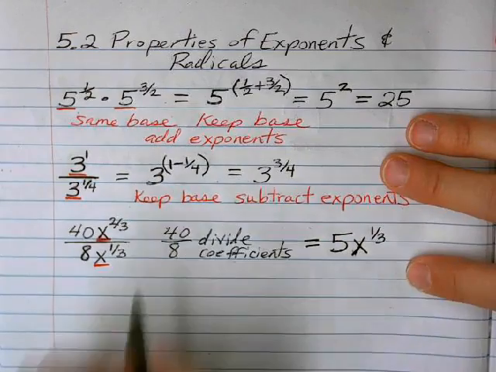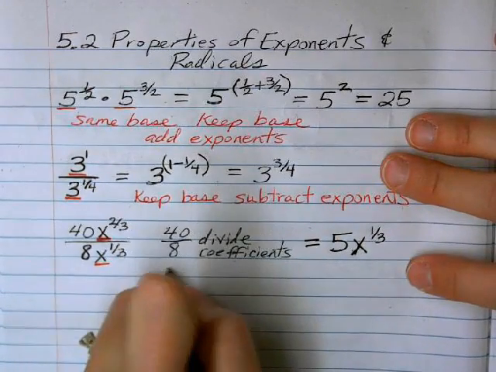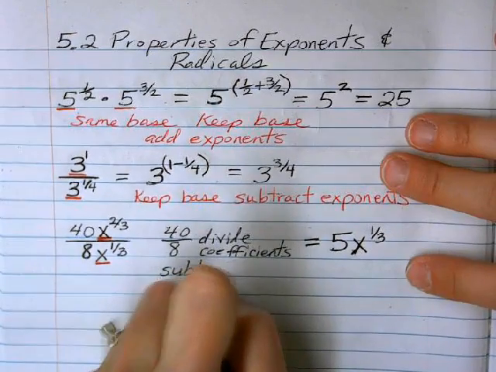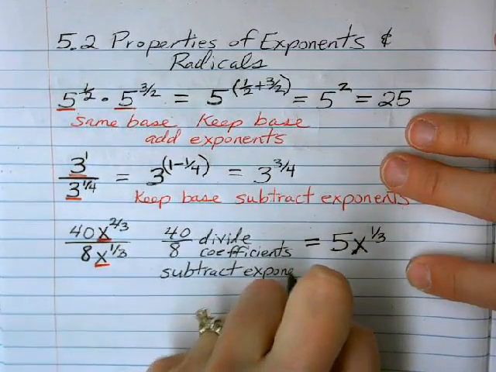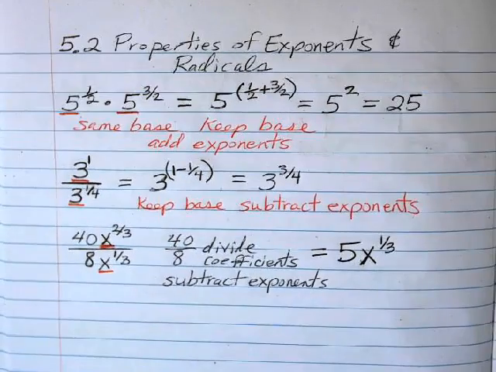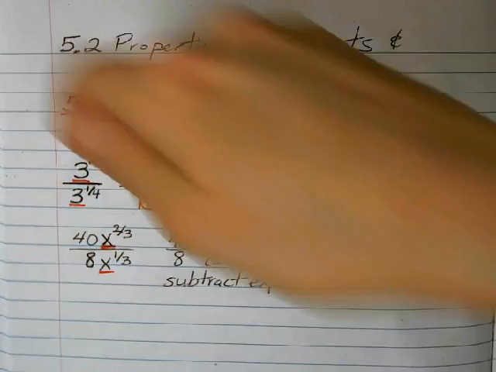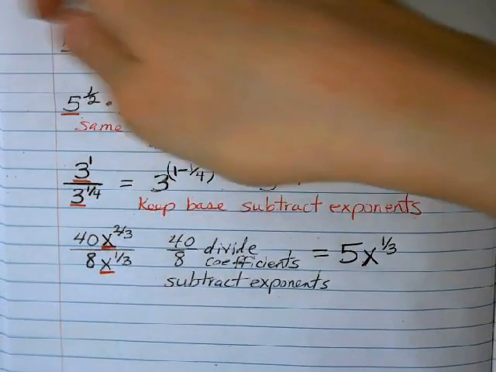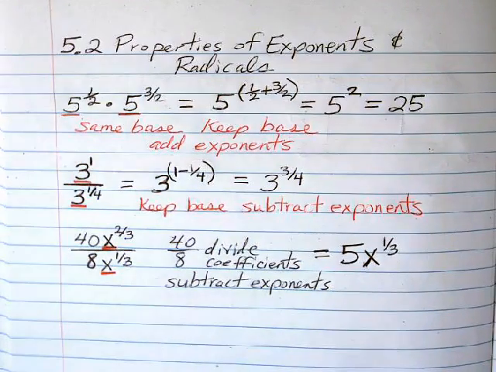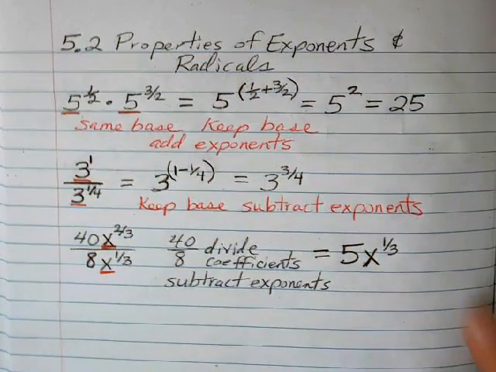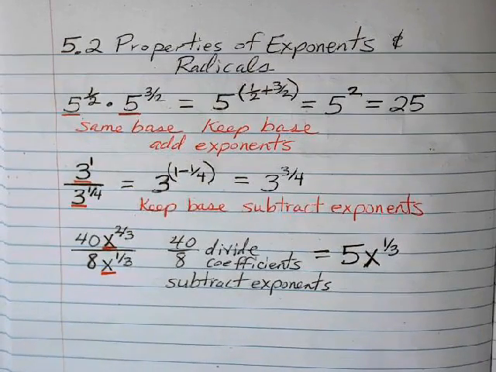Yep, so you divide your coefficients, then you subtract the exponents. So when you do a problem, you guys, you're going to have to look at them and think, oh, what do I do this time? Do I add my exponents, or is it a fraction? Do I subtract my exponents?